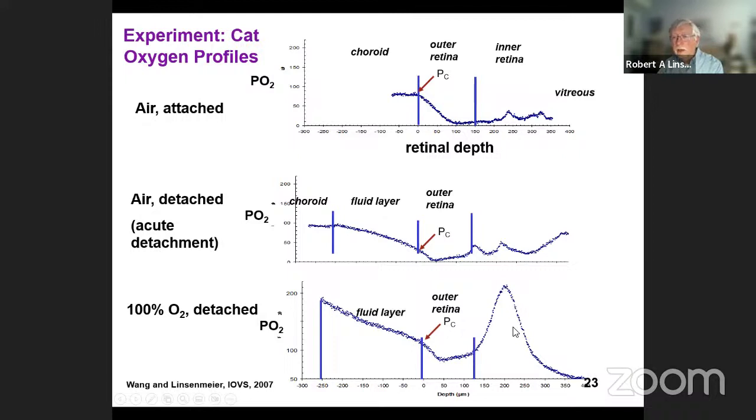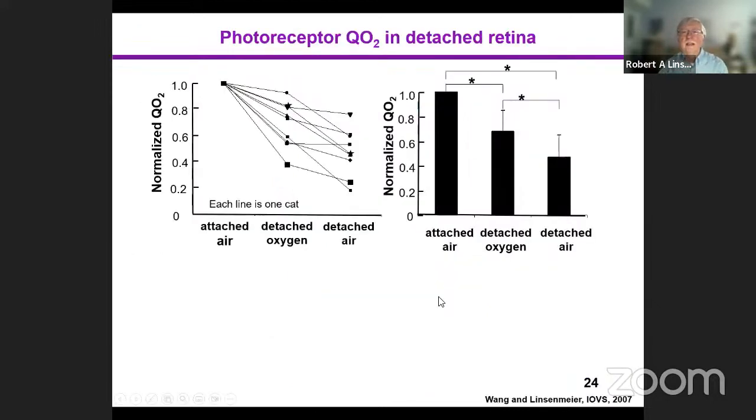Now in this particular case, our electrode must have been close to a relatively large vessel. And so the inner retinal PO2 here was also pretty high. But the main point is that the choroidal PO2 goes up, and so the PO2 in the outer retina is assisted by breathing 100% oxygen. These green lines are interesting to me, but maybe we'll come back to that.